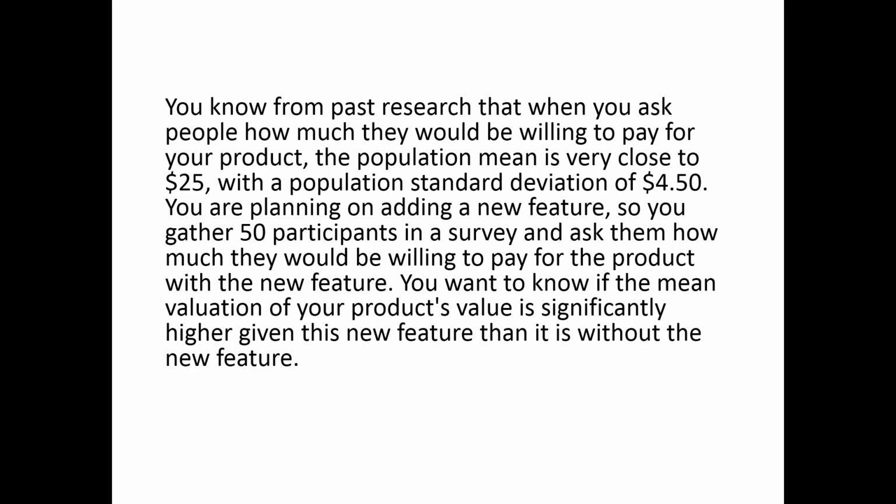In this case, we're doing neither of those things, right? We're just getting one group to rate the products with the new feature and we're comparing their ratings to the established value, $25 that we already had from prior research. So this is a one sample test like we did last week.